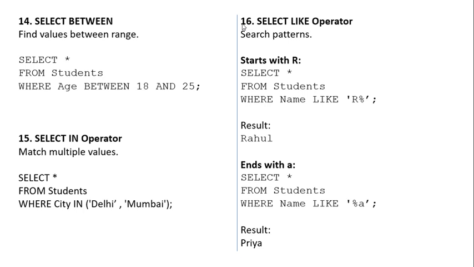And 16 is the SELECT LIKE operator. LIKE searches for a pattern, for example names that start with capital R.